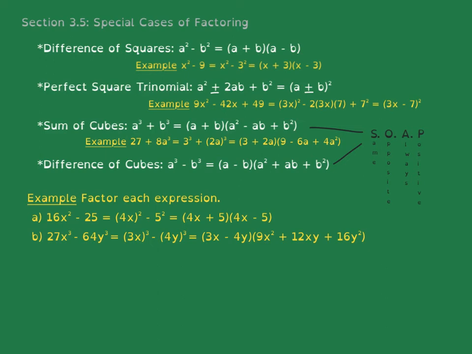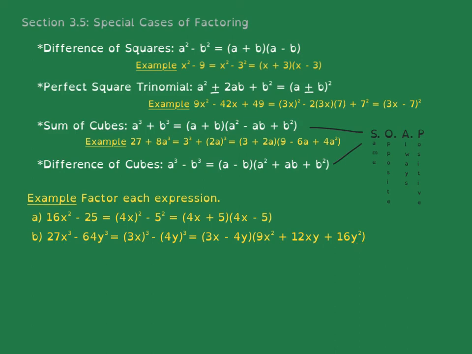Hopefully, these are the answers you got. A was a difference of squares. In fact, it was 4x squared minus 5 squared, making A 4x and B 5. Therefore, it factored to 4x plus 5 times 4x minus 5. B was a difference of cubes. A was 3x and B was 4y. Therefore, this factored to 3x minus 4y times 9x squared plus 12xy plus 16y squared.